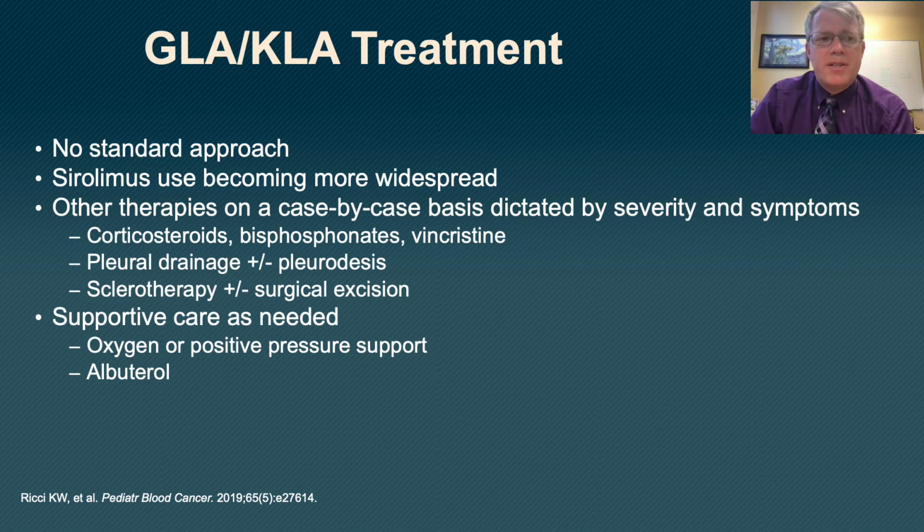As I'm sure has been discussed in this conference, there's no standard treatment for either GLA or KLA, although sirolimus is becoming very widespread. In patients who are not responding to sirolimus therapy and have appropriate genetic testing, the PI3K inhibitors hold some promise. Other therapies are on a case-by-case basis and dictated by severity and symptoms, and can include corticosteroids, bisphosphonates, vincristine, pleural drainage, which we'll talk about in a second, with or without a pleurodesis, and/or sclerotherapy.